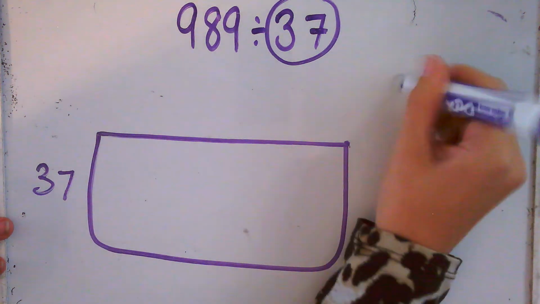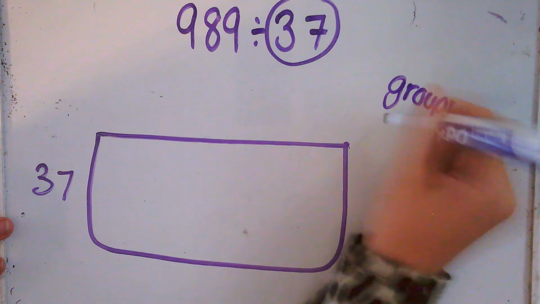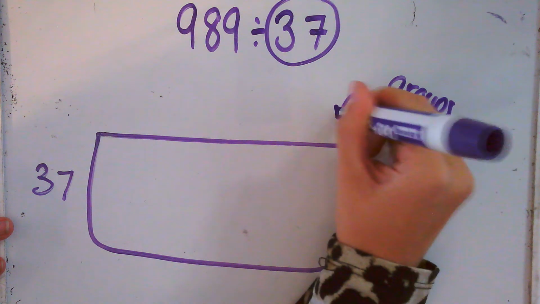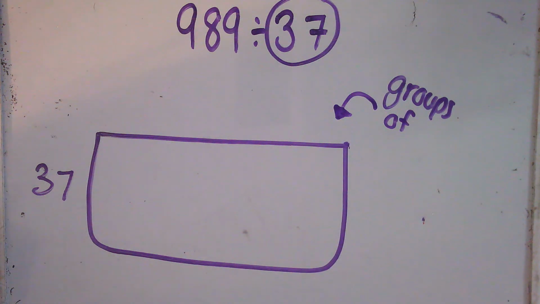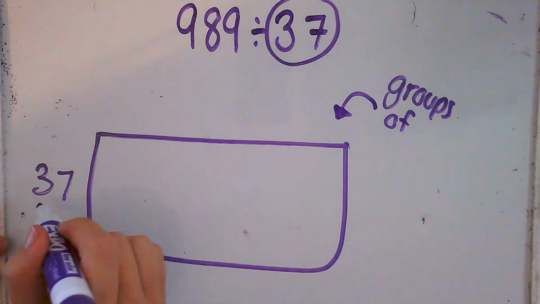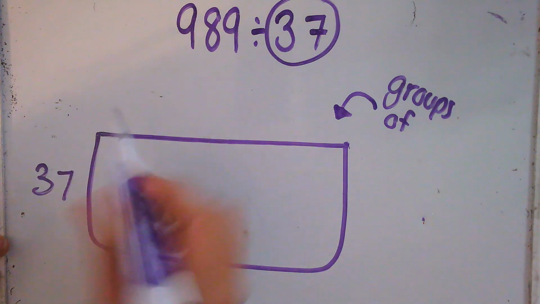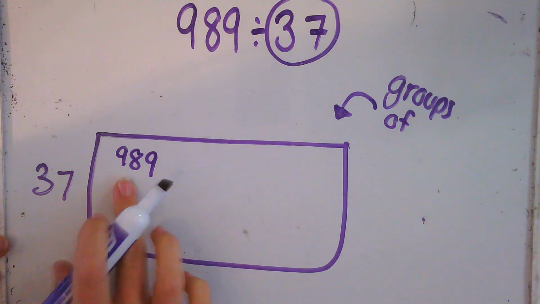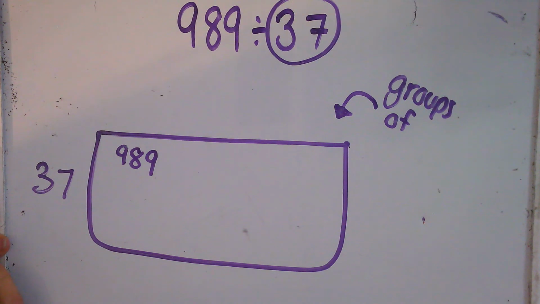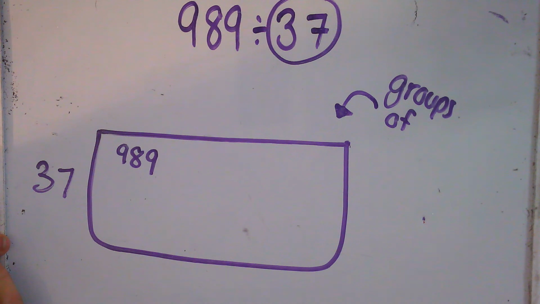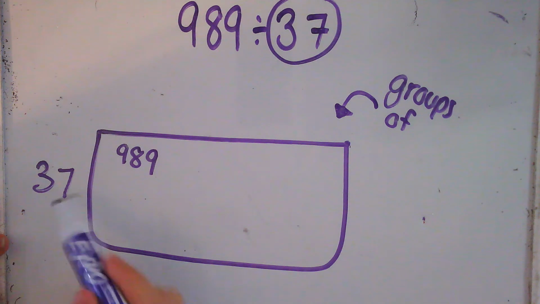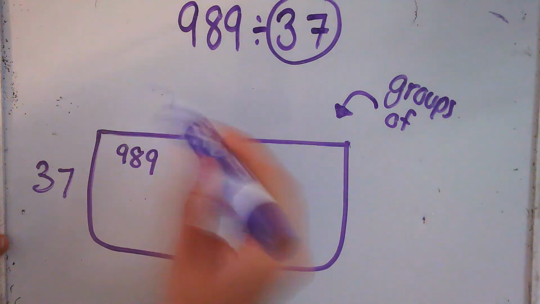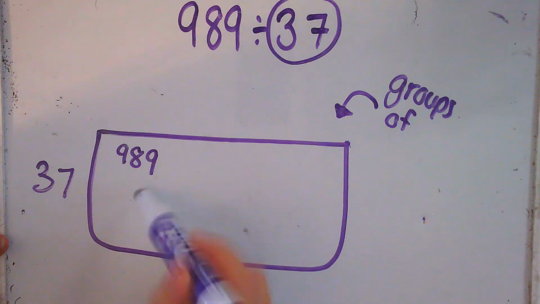This side up here represents groups of, okay? The first thing we need to do is think about how many groups of 37 we can take out of 989. Go ahead and write 989. I'll give you 10 seconds to do that. Remember, you can always pause the video for longer if you need it. Okay, so we're thinking about how many groups of 37 can we take out of 989?